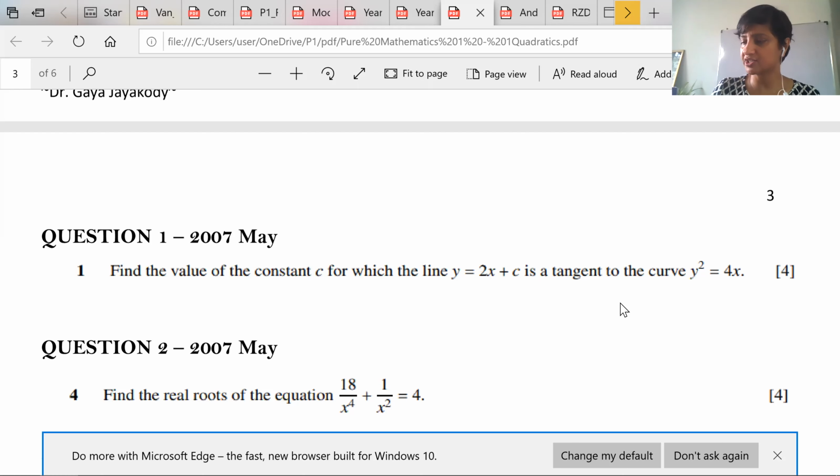Okay, I will start it on my paper writing pad, but you can go ahead of me. Let me just write the two equations. y equals 2x plus c, it's my line. And then I have y squared equals 4x. That's my curve.